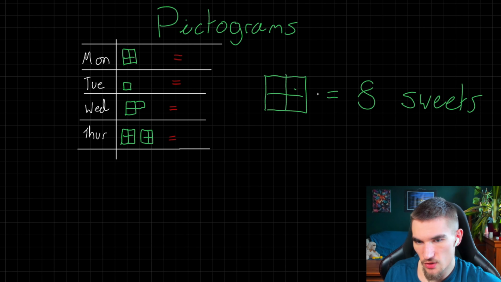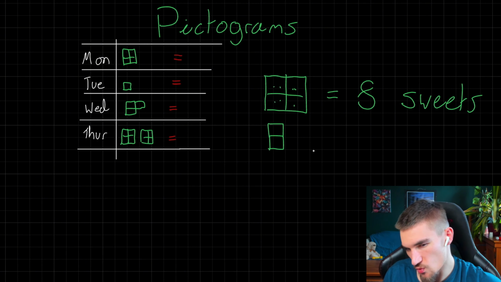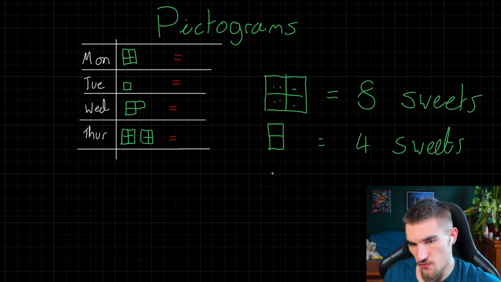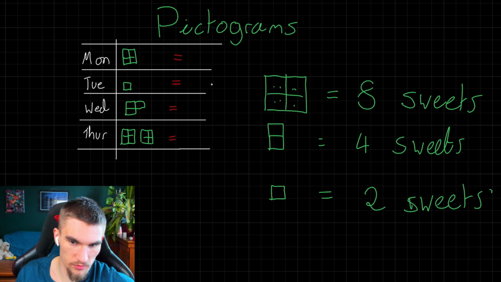So now I know that a full square with the 4 quarters is 8 sweets. So I know that 1 quarter, or let's do half first. Half, so 2 small squares, would equal 4 sweets, right? Because it's half of it. And then I know that half of this would be just 1 of these blocks. And that would be 2 sweets.